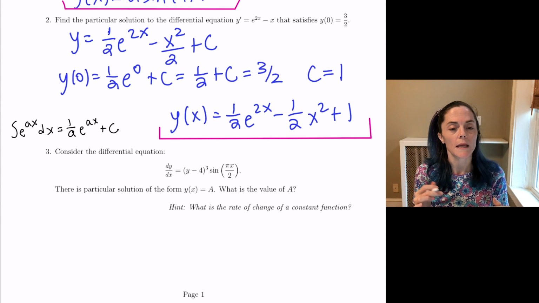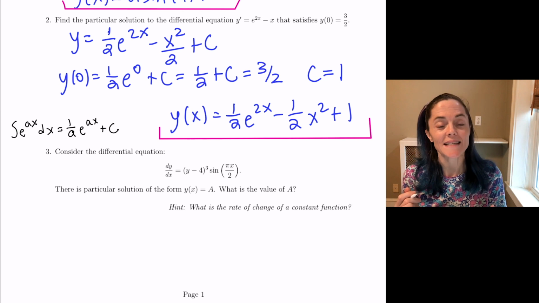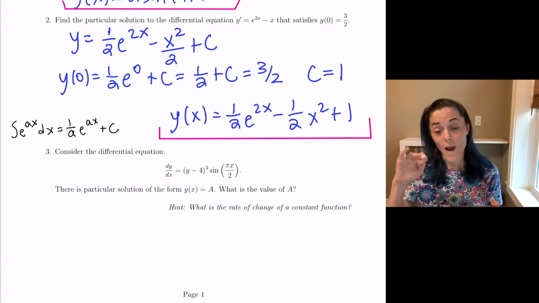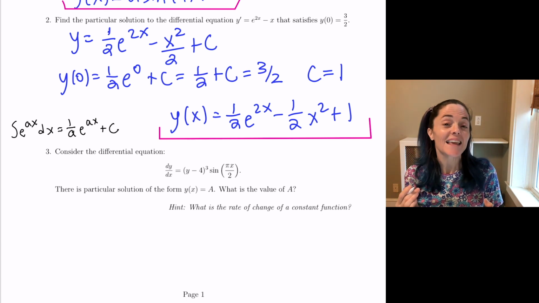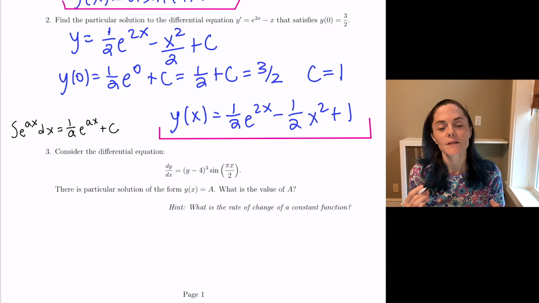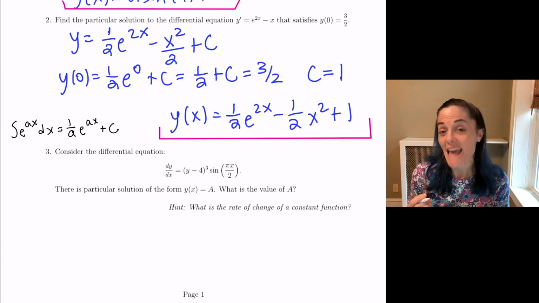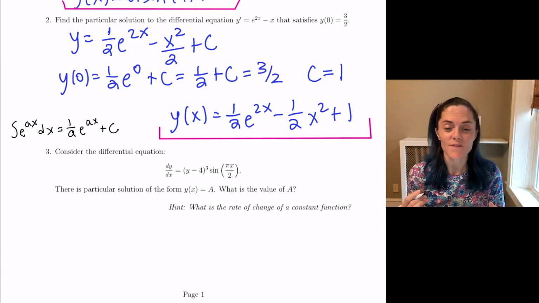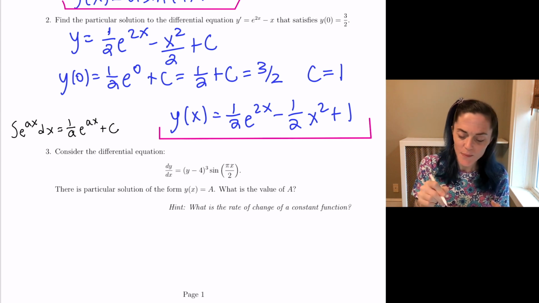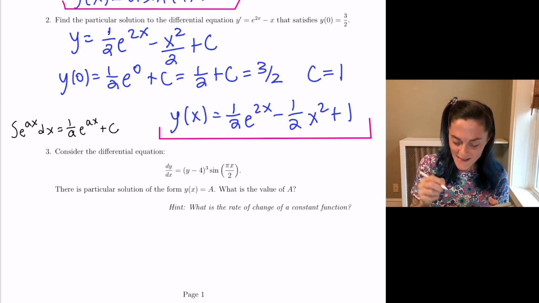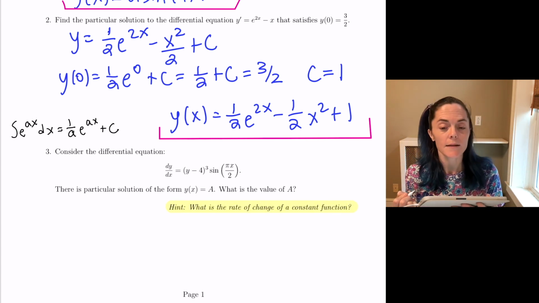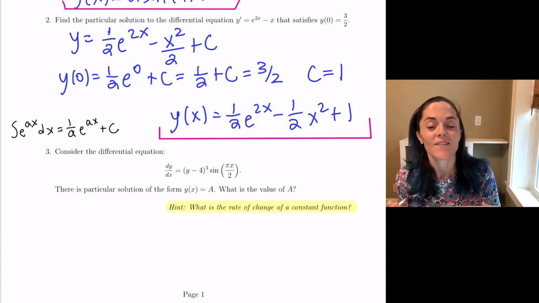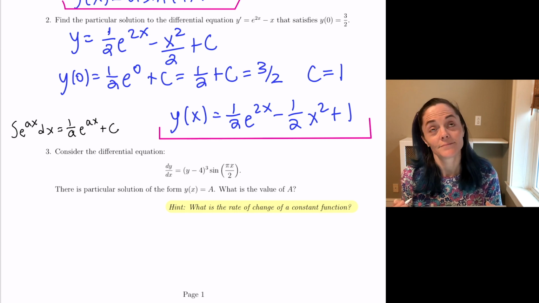Okay, number 3. Consider the differential equation dy/dx is (y minus 4) cubed times sine of pi x over 2. Now I give you some information here. There is a particular solution of the form y of x is capital A. What is the value of A? And this hint is important. Really, this is going to move us into something we study a little later, but hint, what is the rate of change of a constant function?